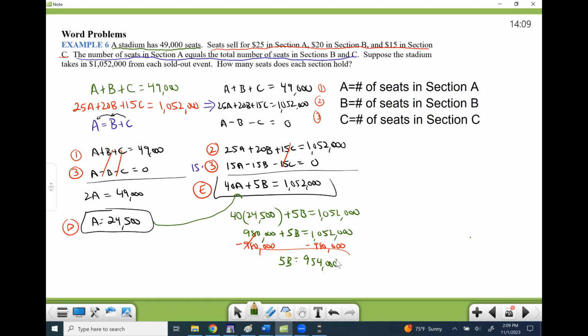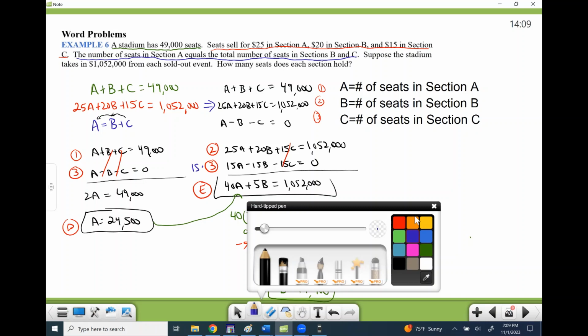That seems way too big. So let me just make sure. Oops, I forgot a 0 on the 980. So there we go. Whew, it was going to say that's too big. All right, so 72,000 is what I got. All right, so we're going to go ahead and divide by 5. And so that's going to get us B equals 14,400.